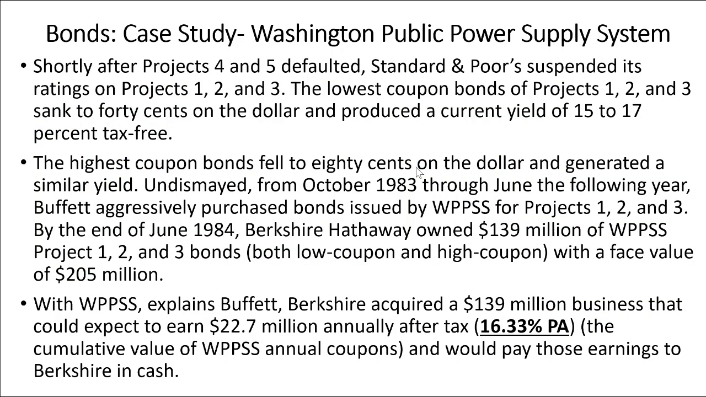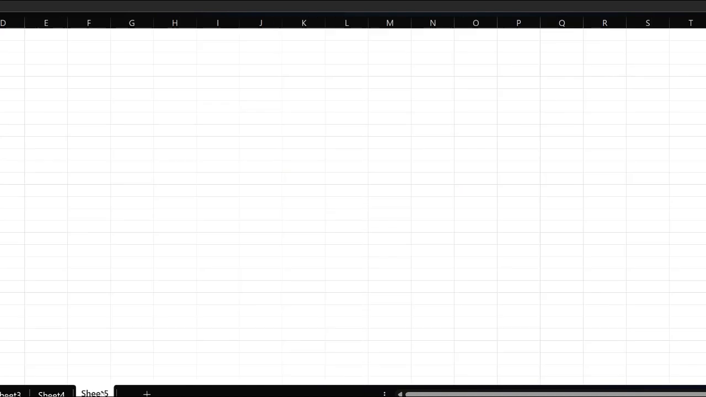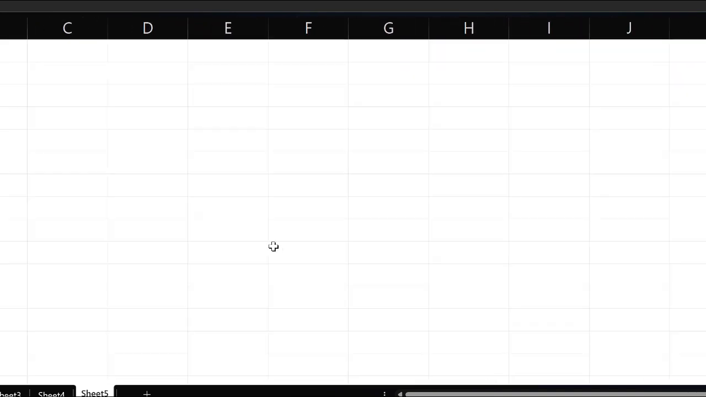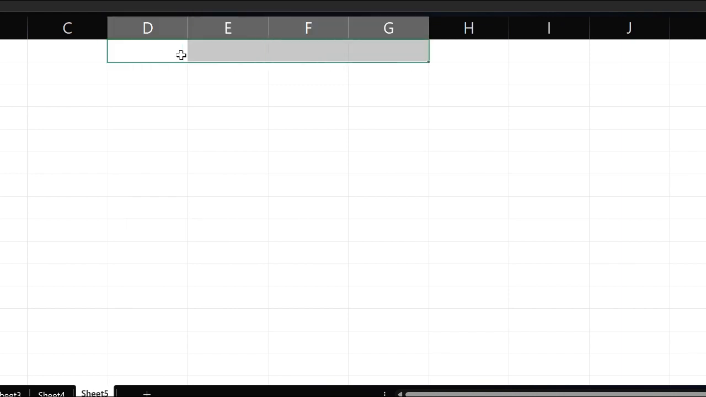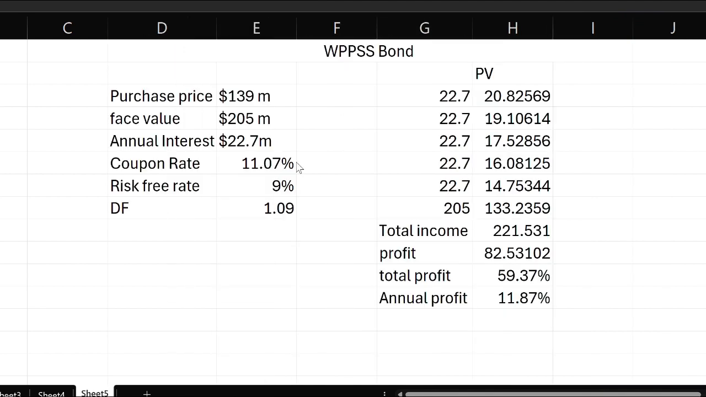Now let us try to calculate the value Warren Buffett has got as per this case study. So I'm opening an additional sheet to show you how it turns out to be. Now I'm making it a little larger so that you all can see it. This case study is related to... So now let us see the entire bond calculation.